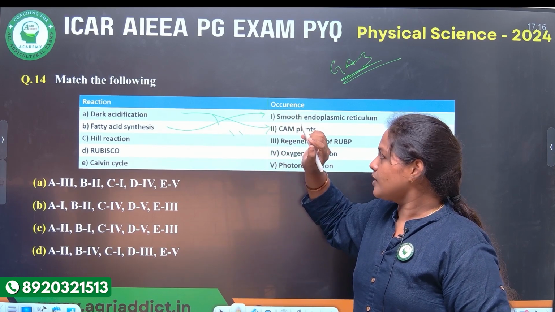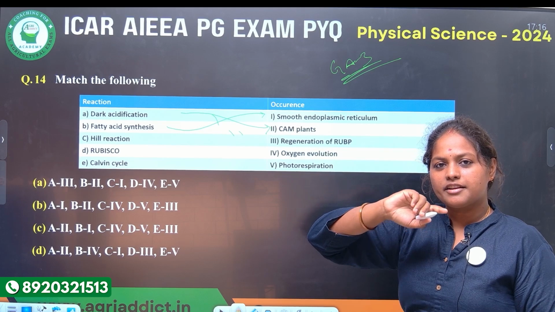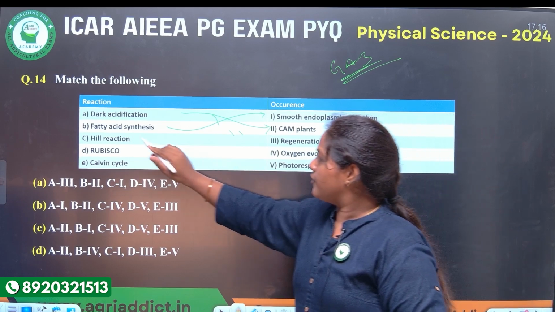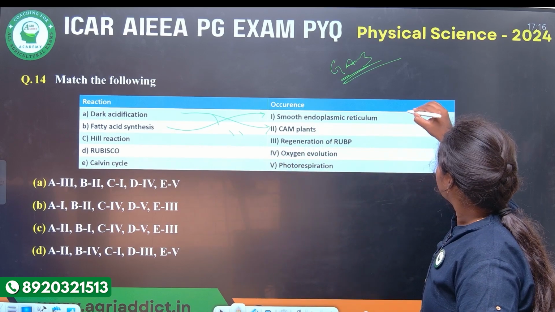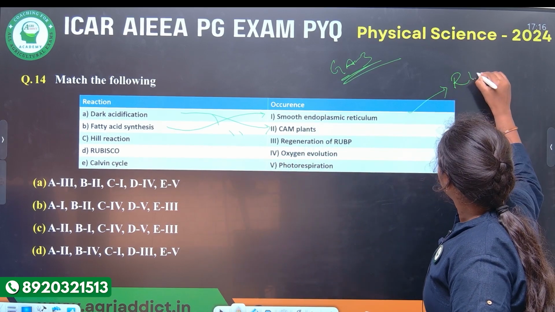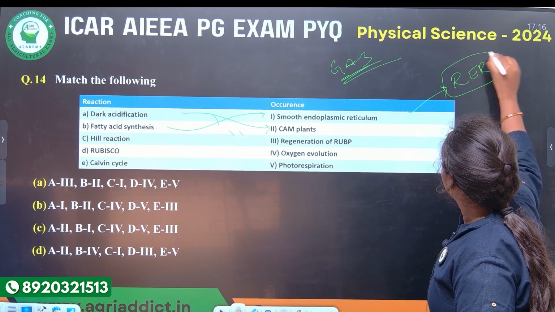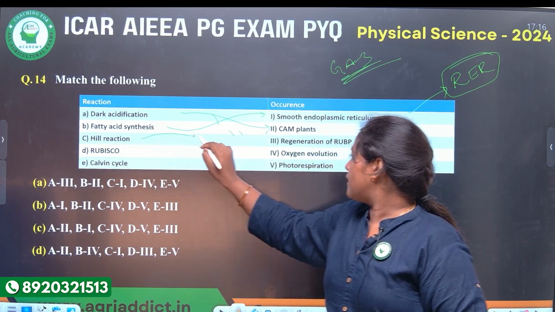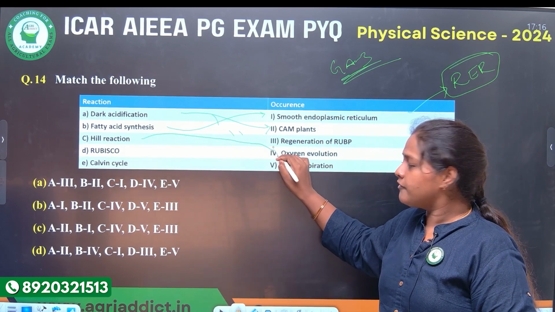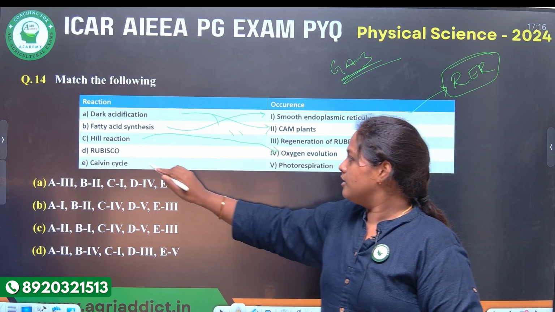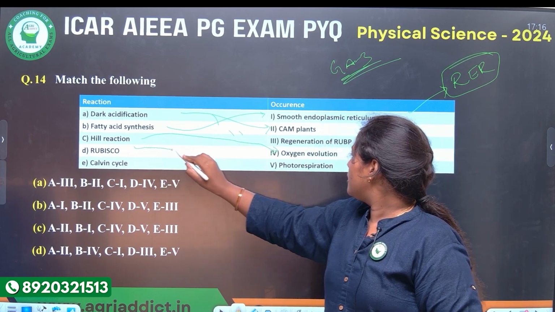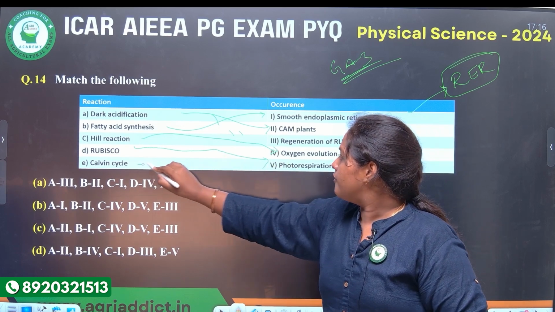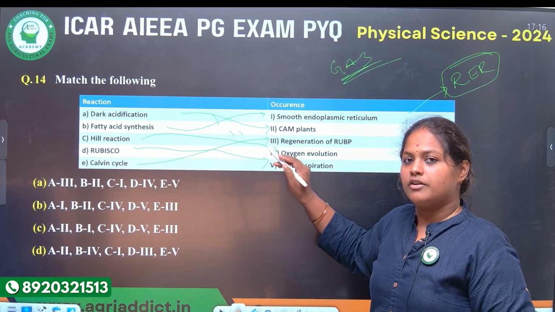So what is the reaction that is occurring in rough endoplasmic reticulum? Please comment down in the comment box below. Then Hill reaction, it is happening for oxygen evolution. Then Rubisco, it is related to photorespiration. Calvin cycle for regeneration of RUBP.